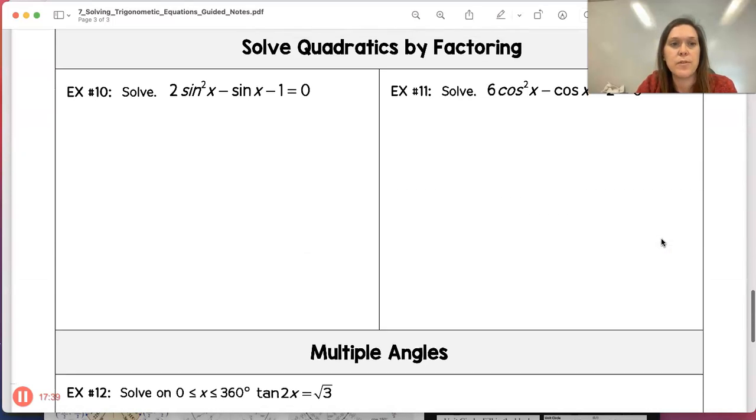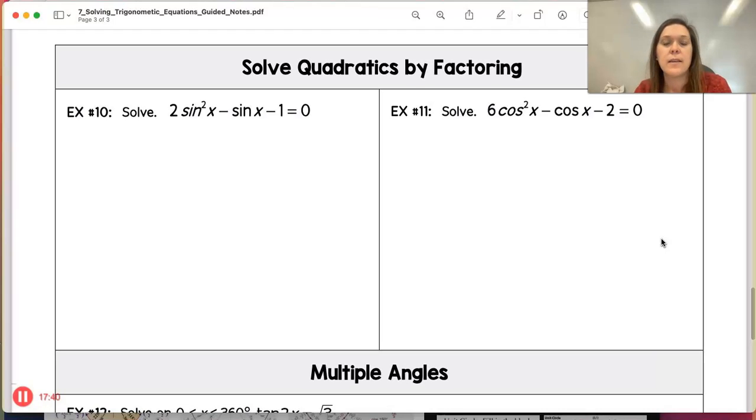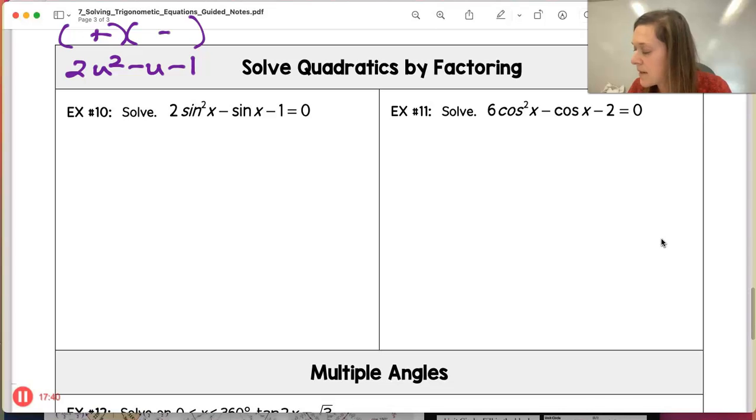So now we're going to jump to example number 10. Again, still just factoring. So if you don't remember how to factor, if you want to simplify it, just turn this into 2u squared minus u minus 1. So how does that factor? Well, we're going to have opposite signs. One of them is going to have to be a 2, and one of them has to be a 1. And then I'm going to have a 1 and a 1 somewhere. So let's see if this works.